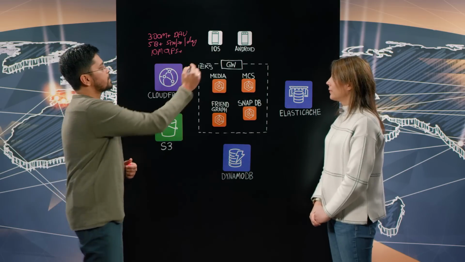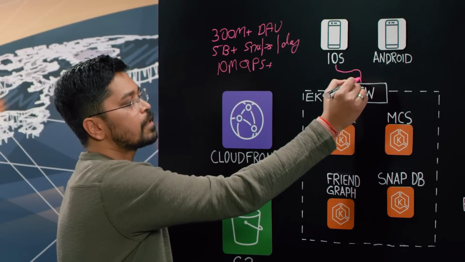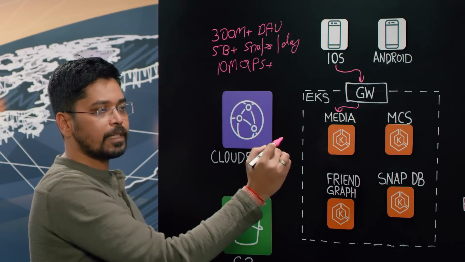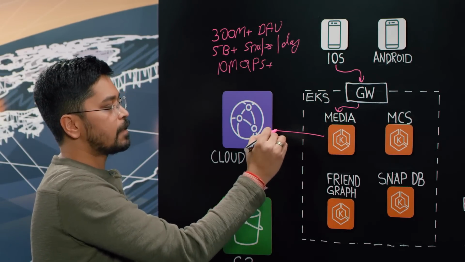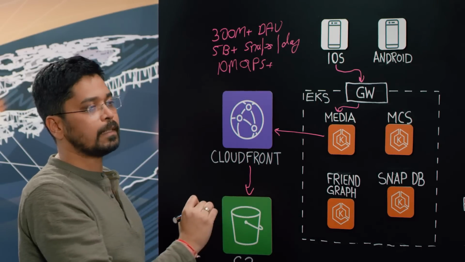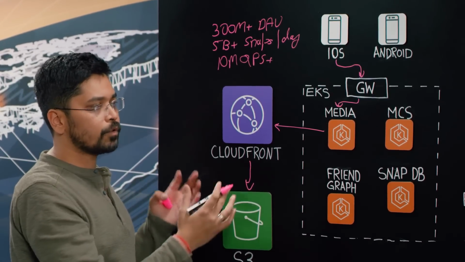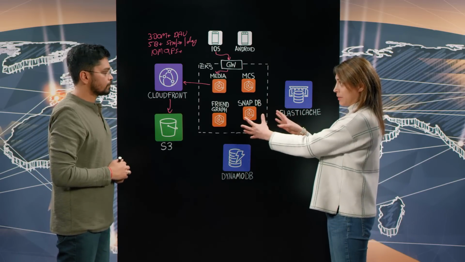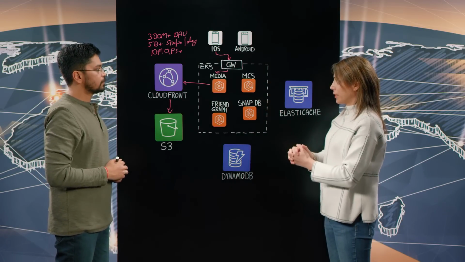The first thing that happens is the iOS app uses our gateway, which is an EKS service we have built, to talk to the media delivery service and send the snap to CloudFront and persist it in S3, just so that it's closer to the recipient when they need it. So it runs on Elastic Kubernetes Service. How do you orchestrate this?